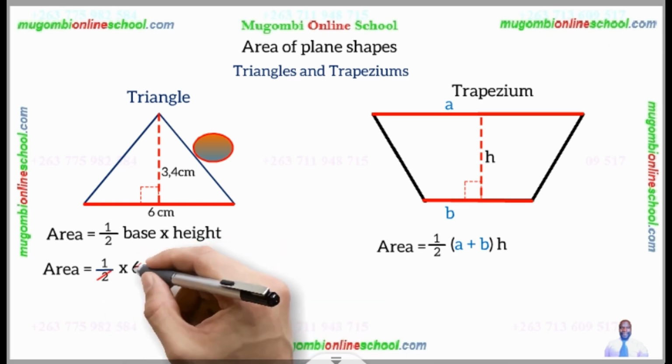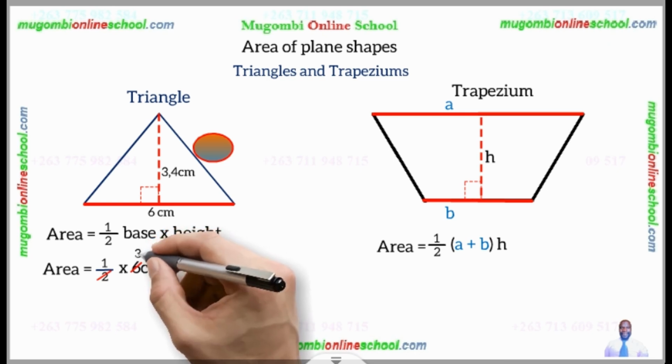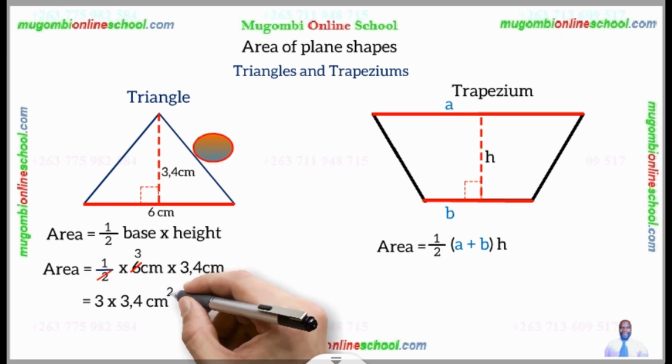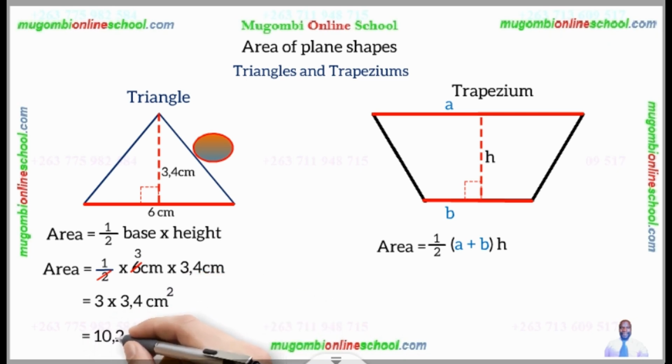2 into 2, 1. 2 into 6, that's 3. So area is equal to 3 times 3.4 centimeters squared. 3 times 4, that's 12. 2 get 1. And 3 times 3, 9 plus the 1, 10.2 squared centimeters. That is the area of this triangle.